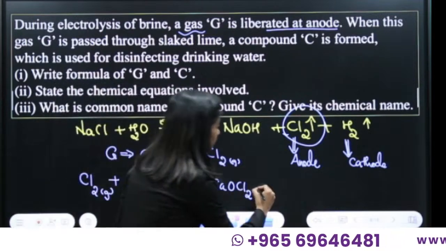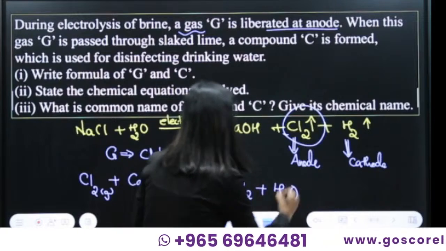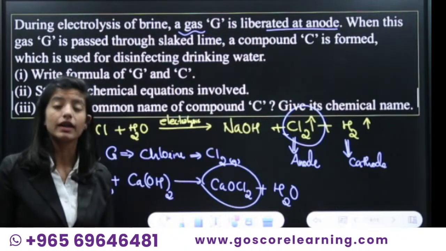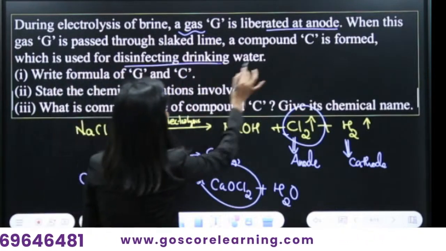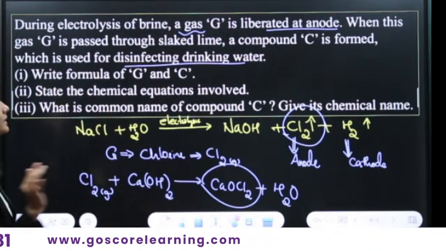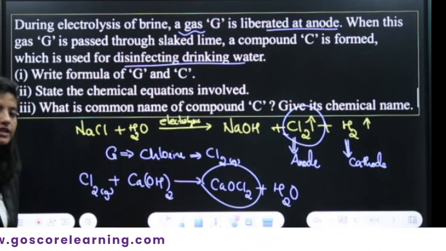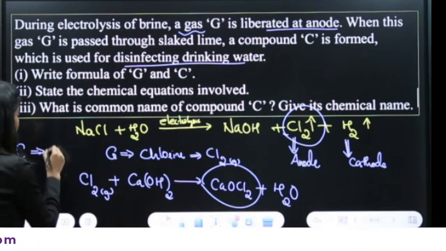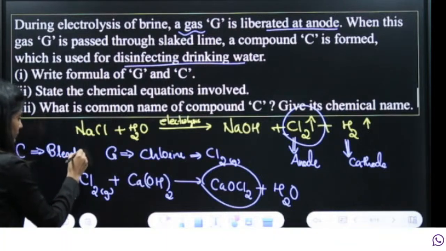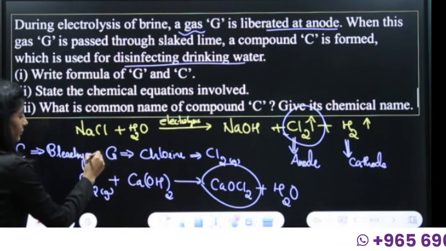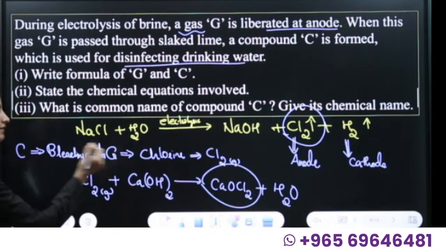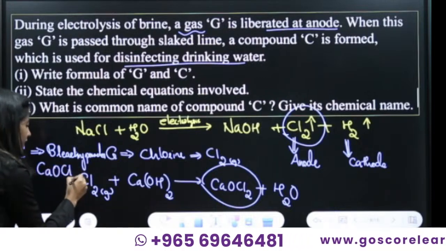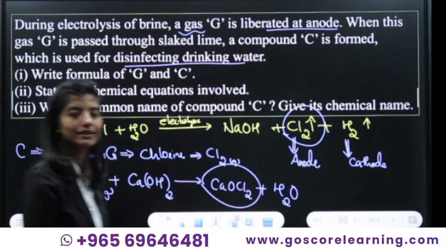Okay, along with water. Now, this is the one which we'll be calling the bleaching powder, and it is used to disinfect drinking water. The compound C is formed, which is used to disinfect the water. So, compound C, I'm writing right over here, is nothing but your bleaching powder. And we have to give the formula as well. So remember, it is CaOCl2. It is the calcium oxychloride.